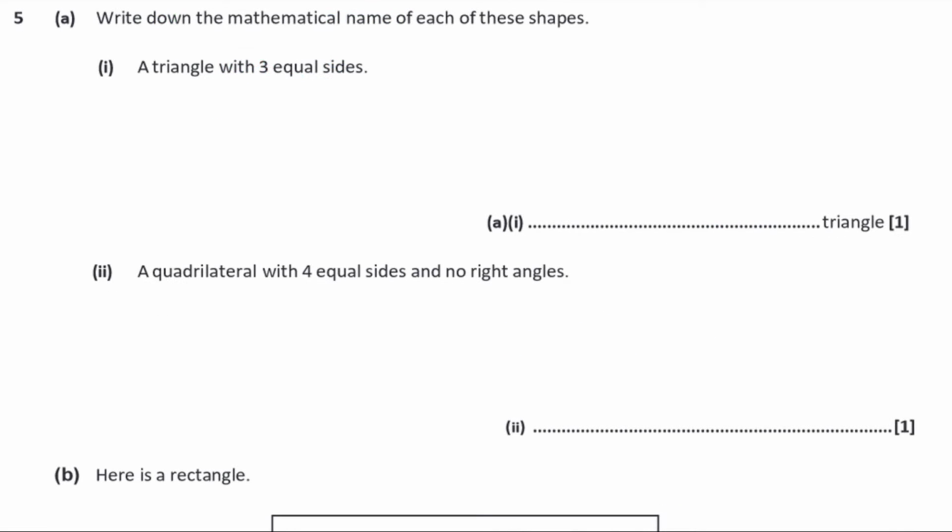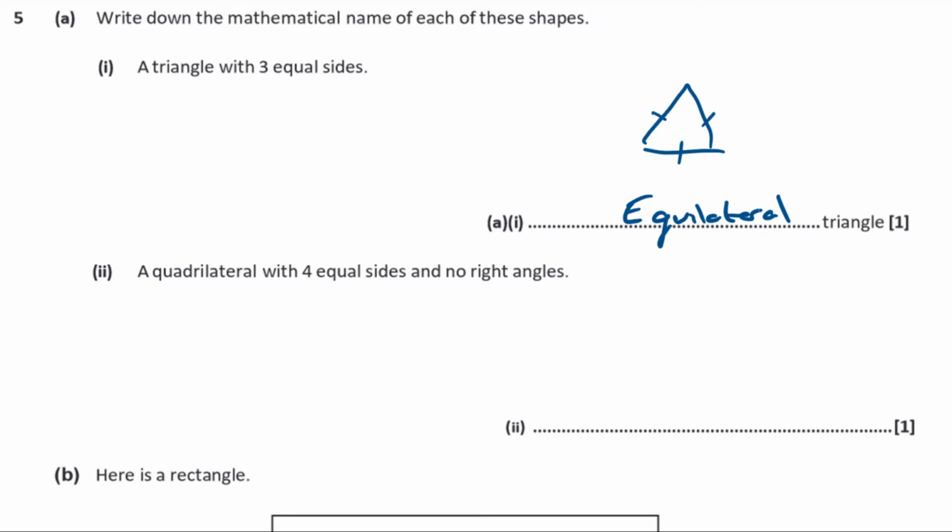Question 5a, write down the mathematical name of each of these shapes. Now, a triangle with 3 equal sides, that's just an equilateral triangle, isn't it? Equilateral triangle.